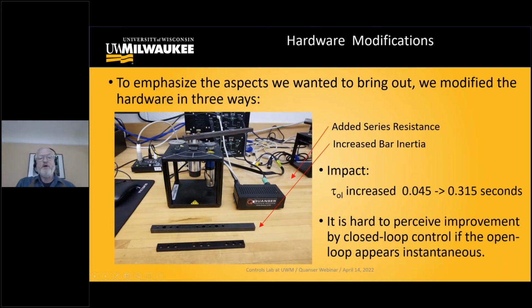Our motivation for doing that is to increase the open loop time constant. A stock SRV-O2 has an open loop time constant of 45 milliseconds. With two modifications that we do, I'll mention the second one in a moment, we increase that to 300 milliseconds. Our motivation for increasing the open loop time constant is that we want the student to be able to perceive that the motor servo gets faster.